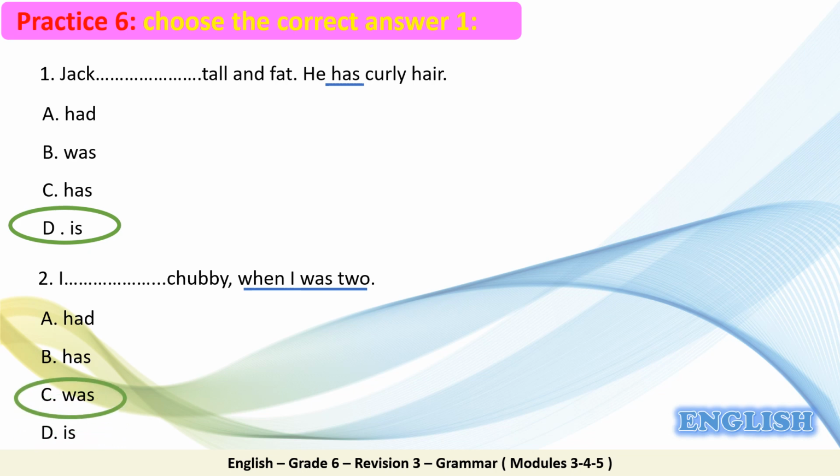When we want to describe ourselves, we use the verb to be in the past. I was chubby when I was 2. Great job.